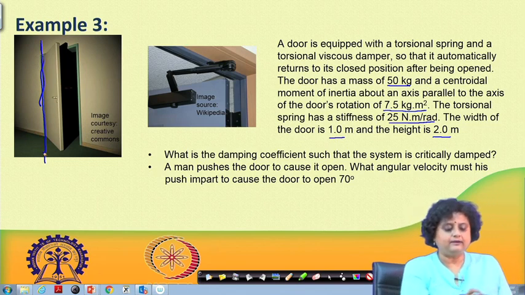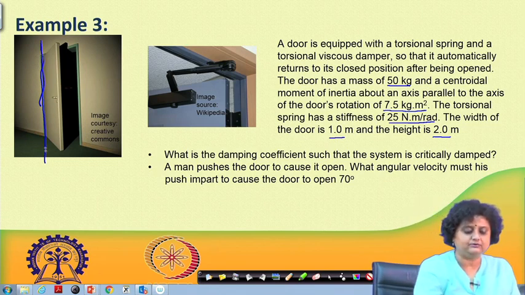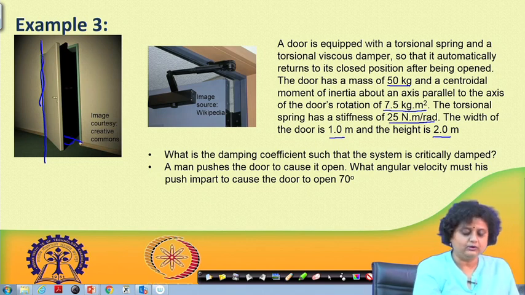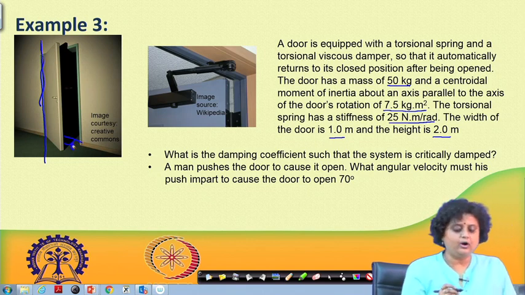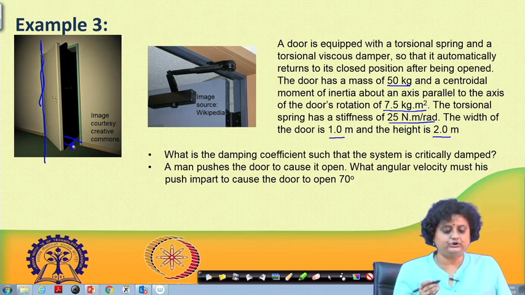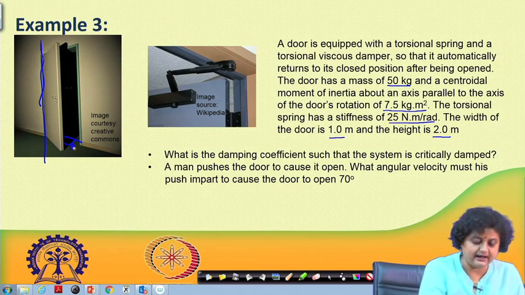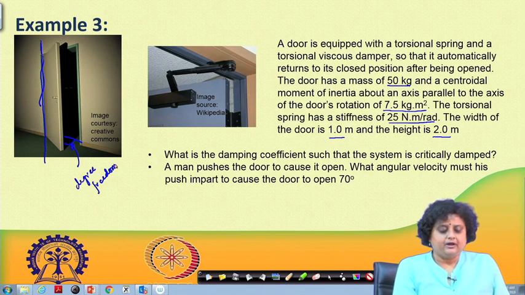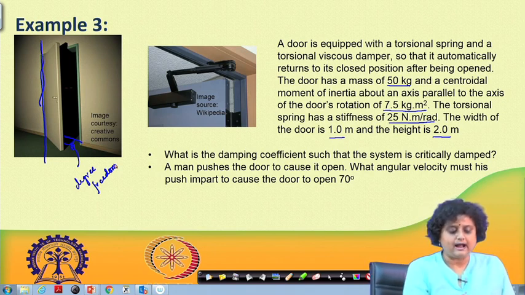It is free to oscillate about this axis, and therefore this angle theta that the door makes with the closed position of the door can be taken as a degree of freedom. So, this theta is going to be my degree of freedom. I have a door, and I have all the necessary information about the door.